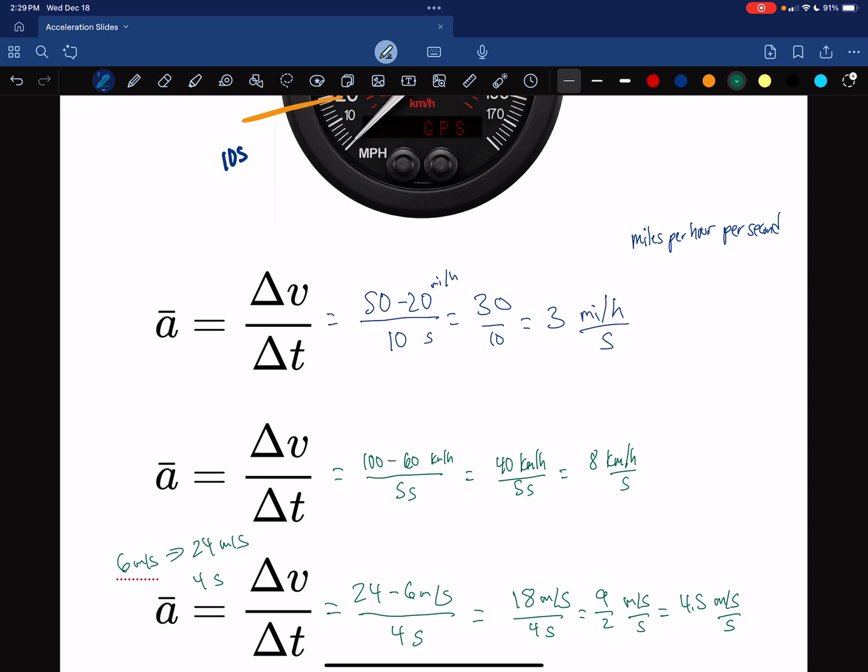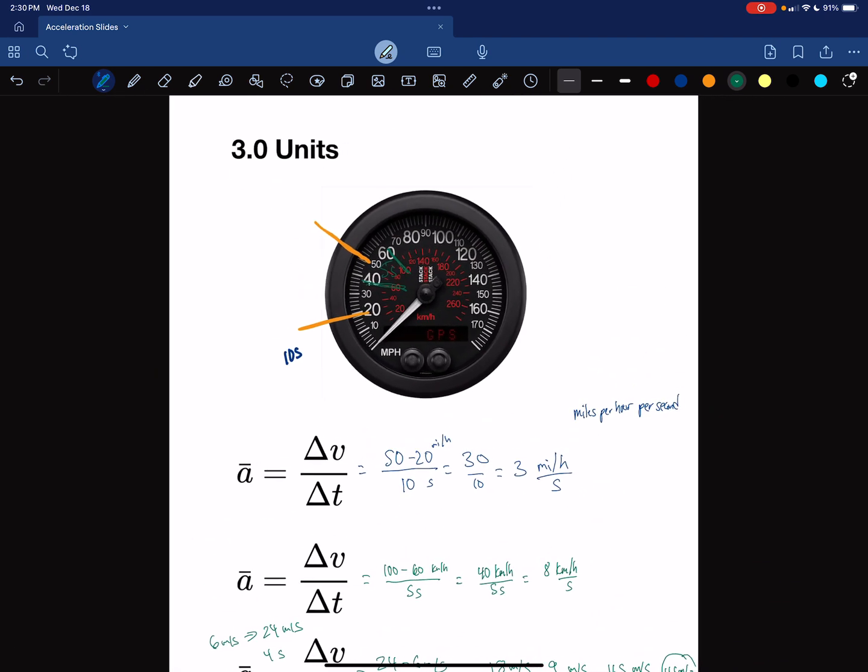So just like we have kilometers per hour per second, a velocity per second, and miles per hour per second, a velocity per second, we have meters per second, a velocity per second. Well, algebraically, meters per second per second becomes meters per second squared. So the units of acceleration using SI units are meters per second squared.